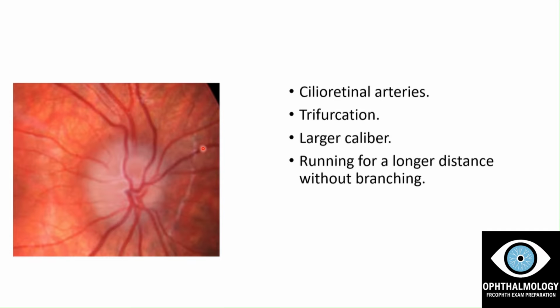And there are some other vascular abnormalities, like cilioretinal arteries emanating from the optic nerve head, and trifurcation, which is when the blood vessel branches into 3 different branches at the same time, rather than the regular bifurcations. And you can see it here. It's a trifurcation of a blood vessel. Larger caliber, but they're not engorged. And something else, they run for a longer distance without branching.